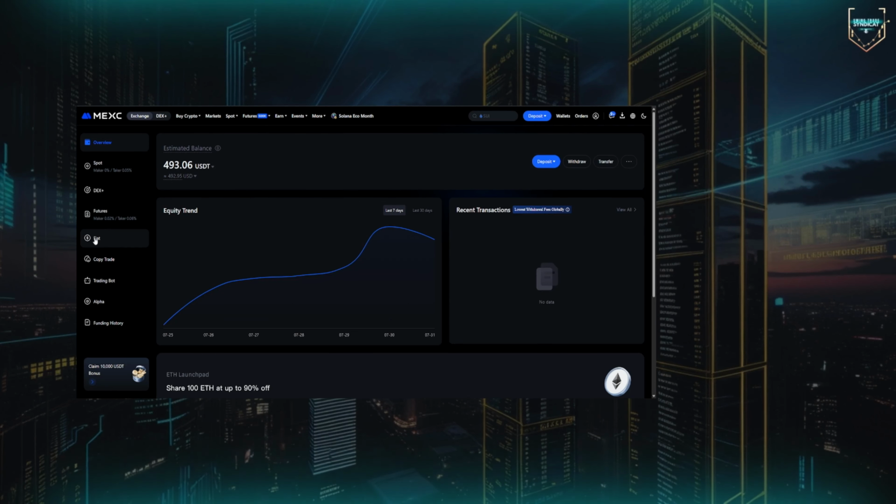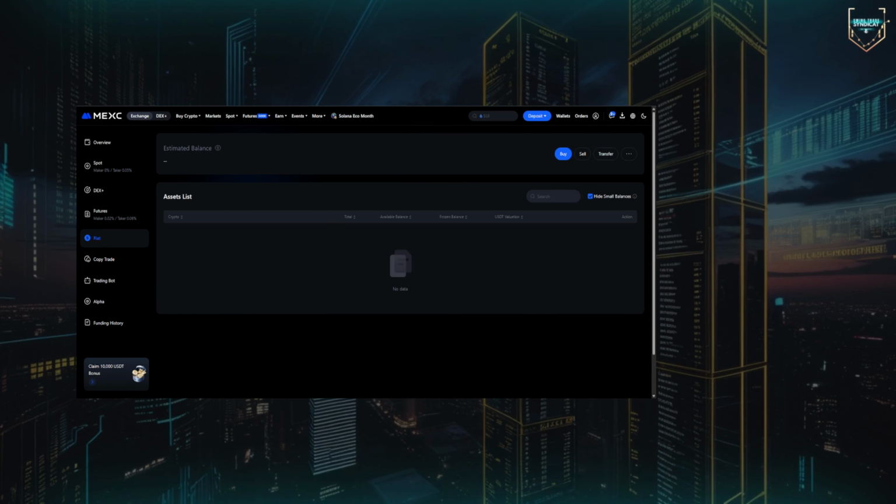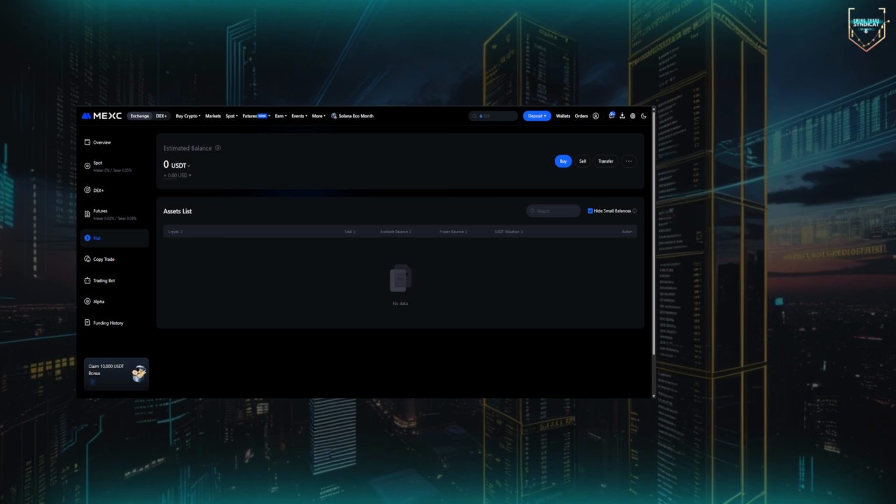Okay, the transfer is complete. For those of you who are curious about how I do this, I transfer funds from my Revolut account.